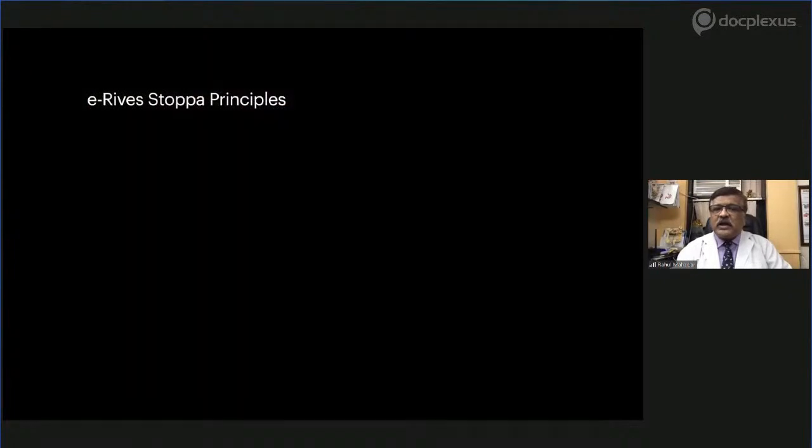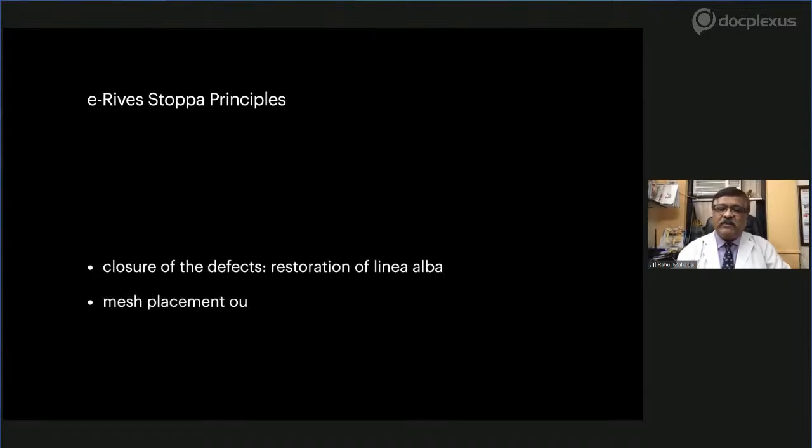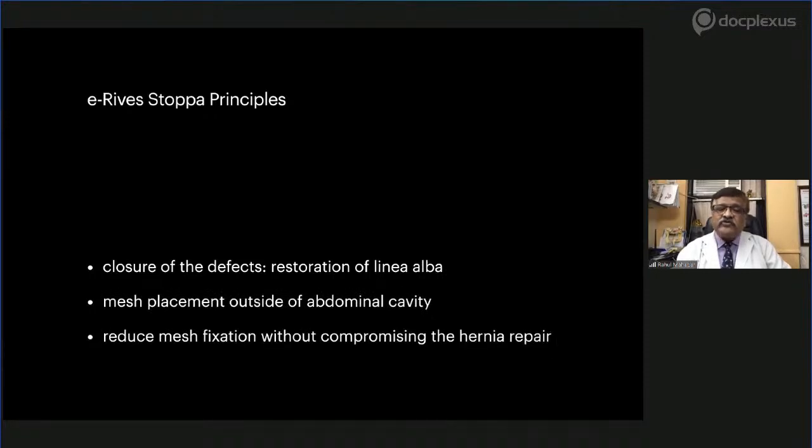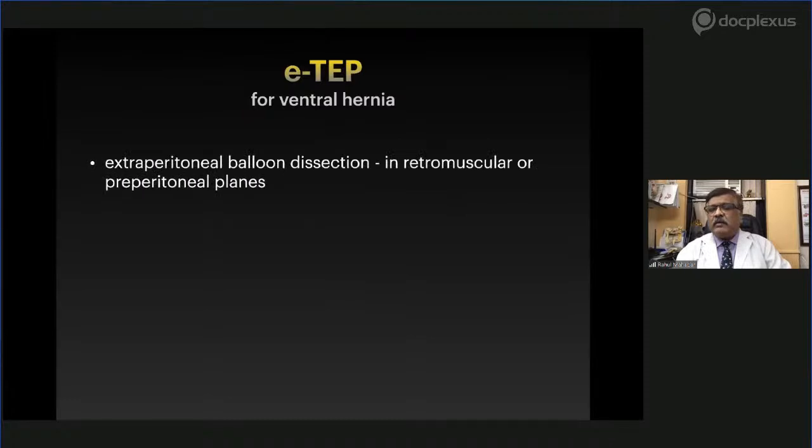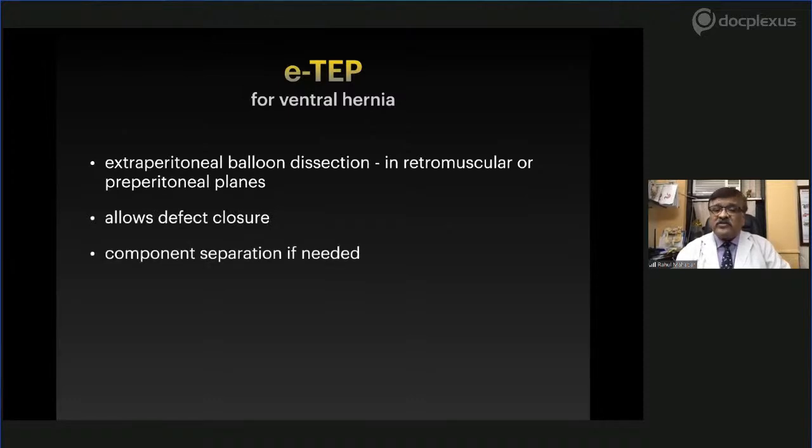Now, the Rives-Stoppa principles followed in this procedure are closure of the defect, which in turn leads to restoration of the linea alba, and mesh placement outside the abdominal cavity, which reduces mesh fixation without compromising the hernia repair. In E-TEP ventral hernia repair, what we do is extraperitoneal balloon dissection or telescopic dissection in the retromuscular or preperitoneal planes. It allows defect closure and component separation if needed.